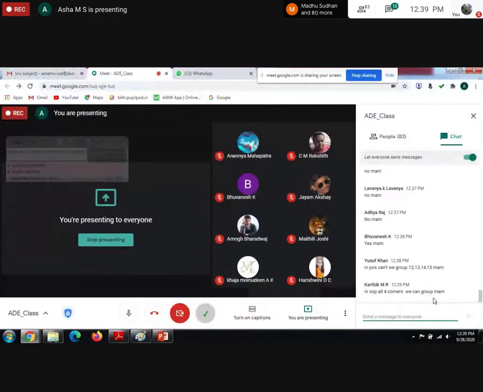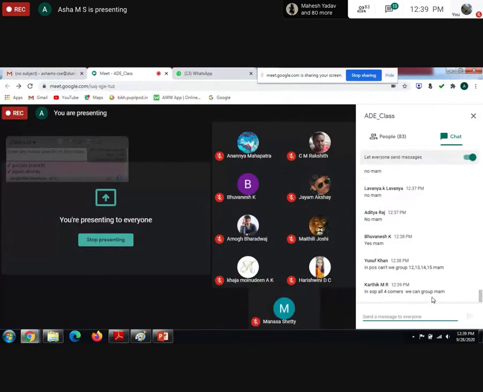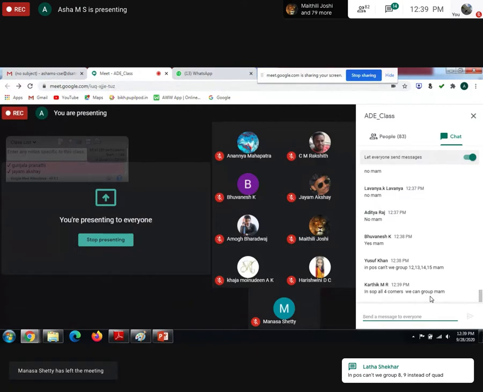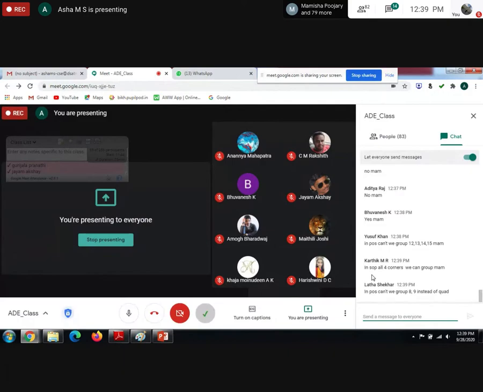In SOP, can we group all four corners? Yes, Karthik, you can. Yusuf, are you clear? SOP also we can group, Karthik. Grouping is the same. All four corners also you can do.